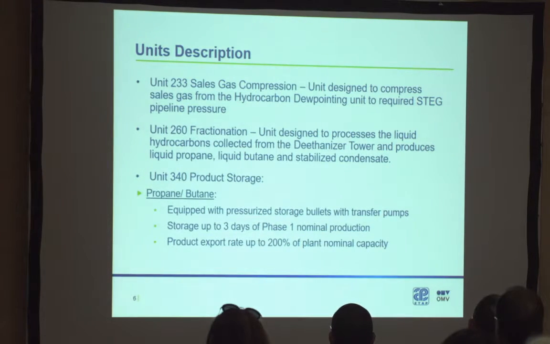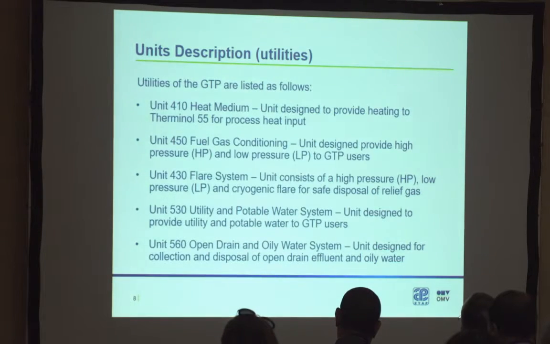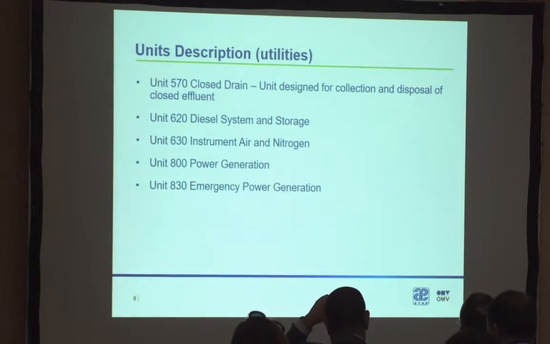We have a storage facility for the propane and butane. For the LPG products, we have pressurized storage bullets with transfer pumps. The storage is 3 days. The export pump, spheric storage tank, one dedicated for on-spec and one dedicated for off-spec. Pentane, we have one bullet. Storage capacity 5 days. Utilities, this is typical utilities in gas plants. Heat medium, fuel gas, flare system, utility, open drain, closed drain, diesel, air system, nitrogen, power generation, emergency power generation.